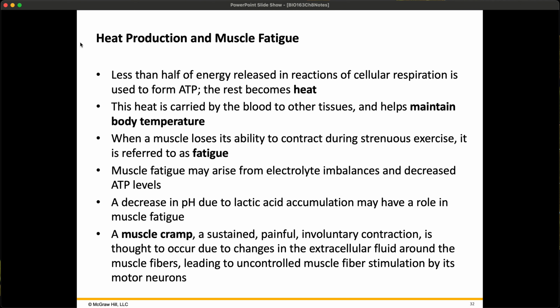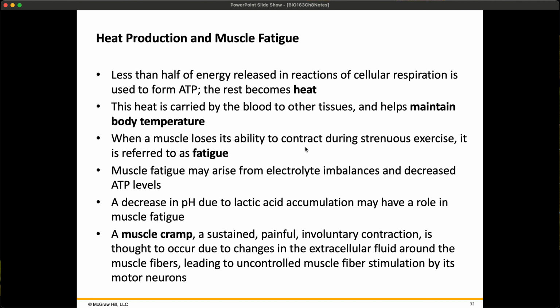Okay, so our muscles, as they're contracting and producing all this energy, they're also producing a lot of heat. Less than half of the energy released in cellular respiration reactions is used to form ATP. All the rest becomes heat, which we then use to maintain our body temperature.